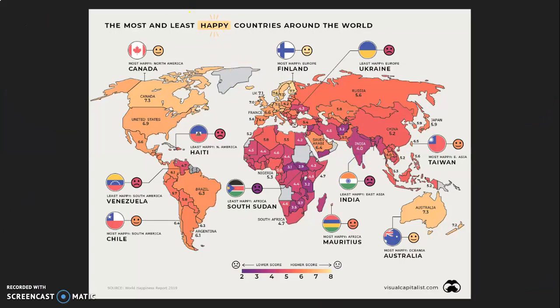This map shows the most and the least happy countries around the world. If we look at the key, we notice that the lower the score, the less happy people are in those regions. And the higher the score, the more happy people are in this region. So currently we're learning about the region of South Asia. By looking at this map, what can you tell us about how happy people in this region are?